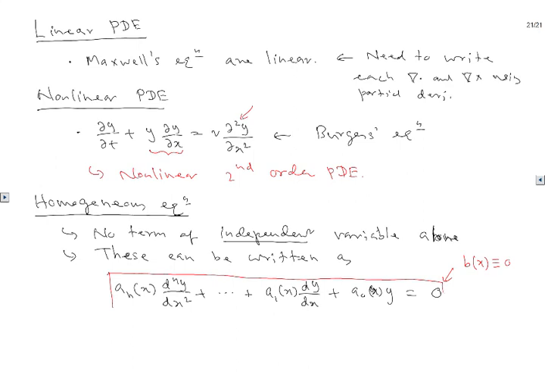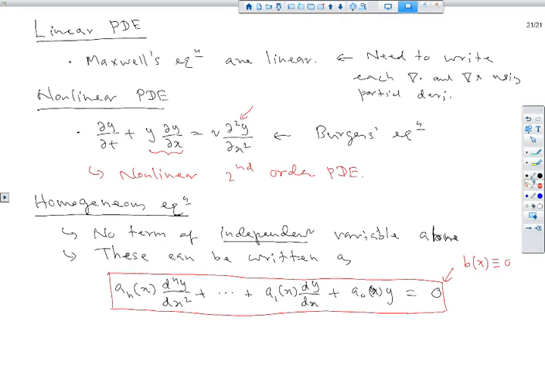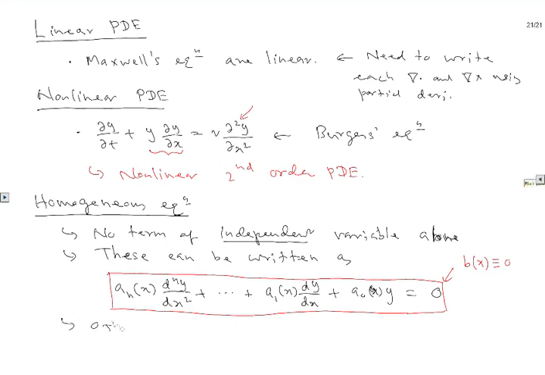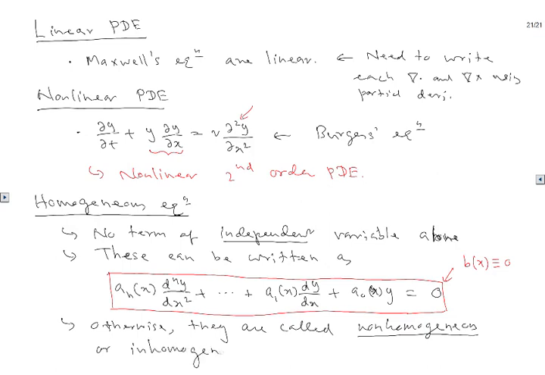So what you're going to do is, once you take all the y terms to one side, you have only 0 on the other side. So no term of the independent variable alone. Good. Otherwise, if this is not the case, we call this non-homogeneous, or inhomogeneous. Just two words. We normally say non-homogeneous most of the time, but even if you hear inhomogeneous, it's the same thing.